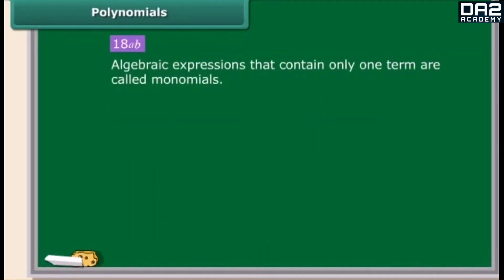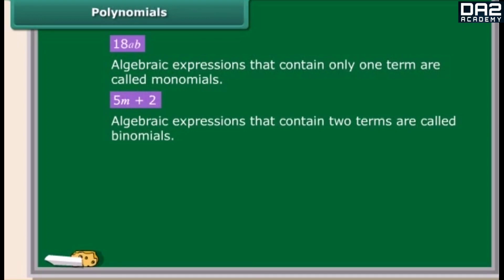Children, see this algebraic expression. It has only one term. This type of algebraic expression is called monomial. Now, is 5m plus 2 a monomial? No, it has two terms. This type of algebraic expression is called binomial.